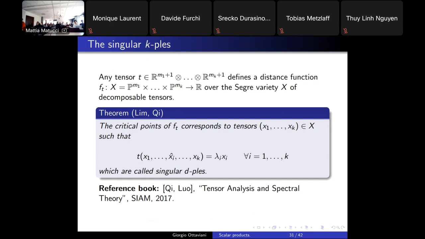You will start from F, corresponding to T. T is a tensor. F_T is the distance function. The critical points of the distance function satisfy these equations. These are analogous to singular pairs of matrices. So maybe let's show.